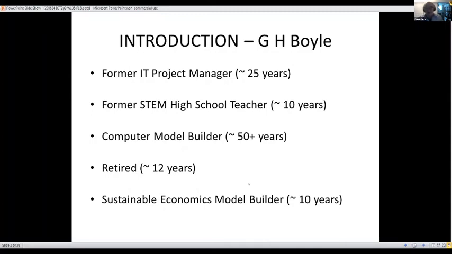So let me introduce myself first. I'm not a physicist. I'm not an economist. I'm not an academic. I'm a retired project manager and a retired high school teacher. I've been building computer models for over 50 years, and I've been building agent-based models for over 30 years. And I've been studying sustainable economics models for about 10 years now since I retired.